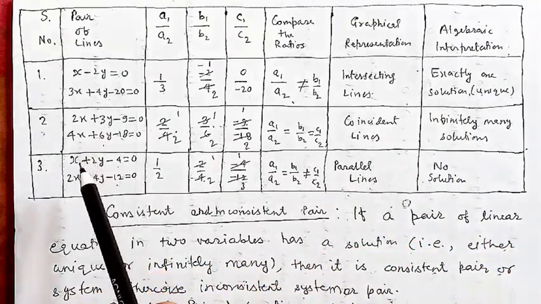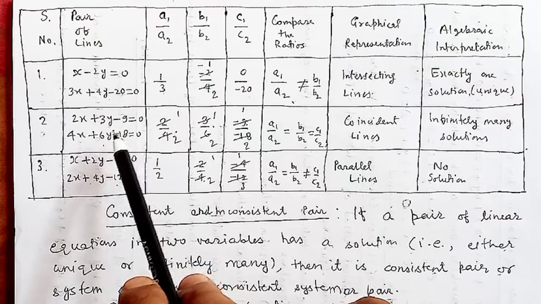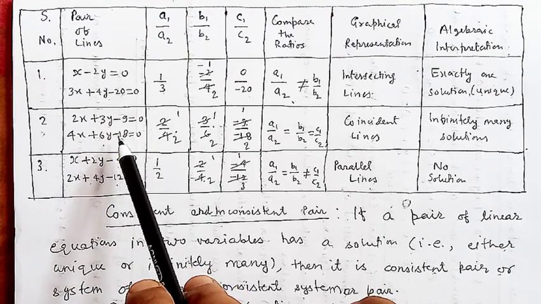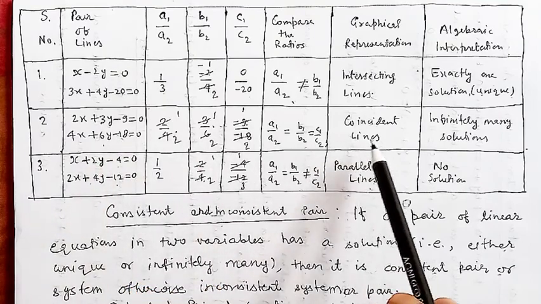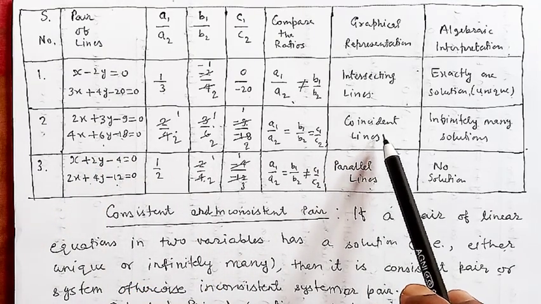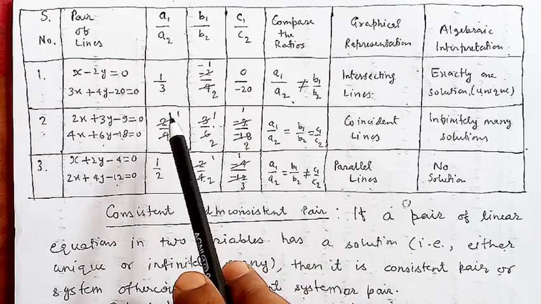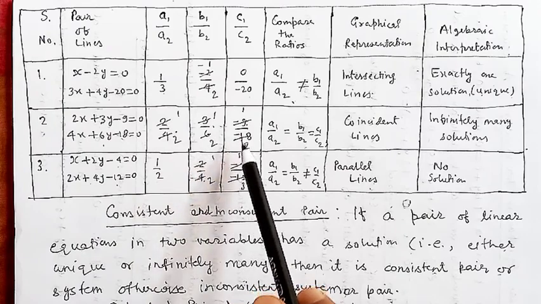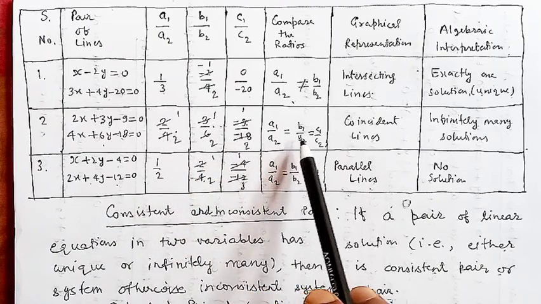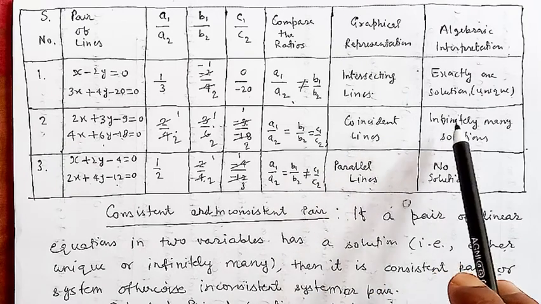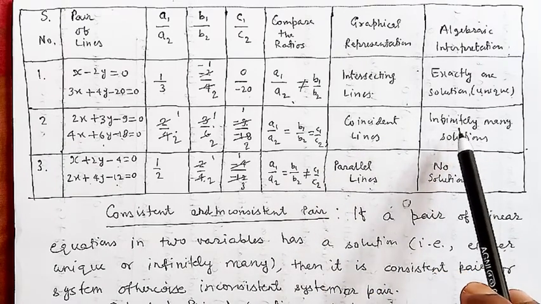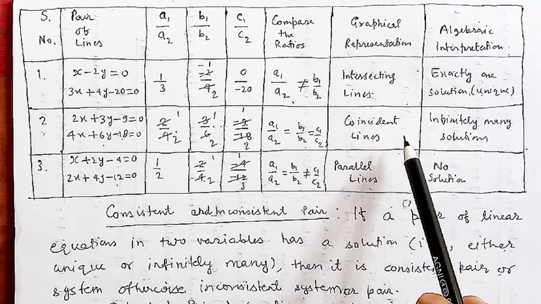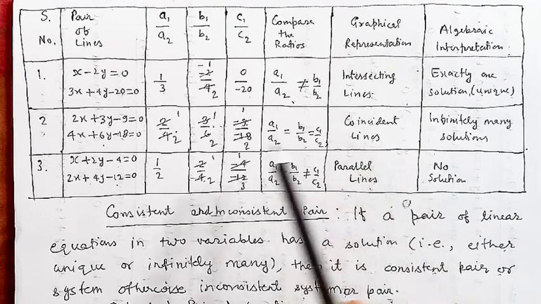Next, this 2x plus 3y minus 9 is equal to 0, 4x plus 6y minus 18 is equal to 0. We have drawn in previous class its graph and we have obtained it as coincident lines. Now we compare the ratios a1 by a2 which is 1 by 2, b1 by b2 which is 1 by 2, c1 by c2 which is 1 by 2. So they are equal. So we get infinitely many solutions because every point of the line is a solution and there are infinite points on the line.